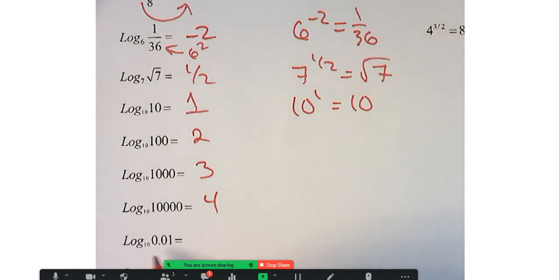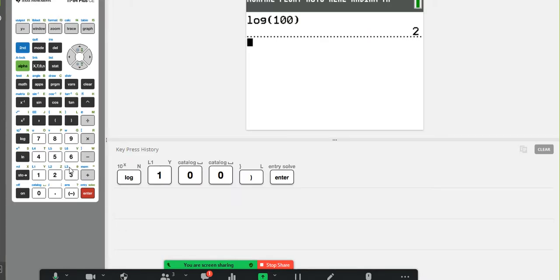How about this one? Log base 10 of 0.01. Now, if you're looking at that going, I don't know, there's good news. You don't have to be a mental calculator in order to get that. You can just type it in, right? That's log base 10.